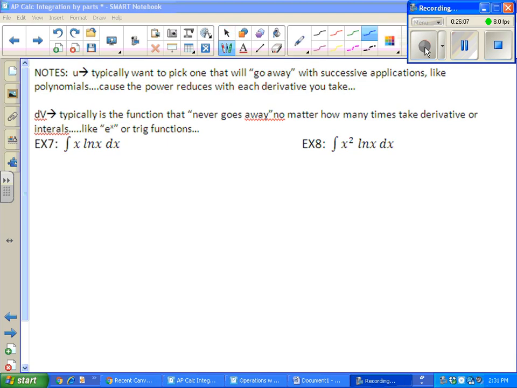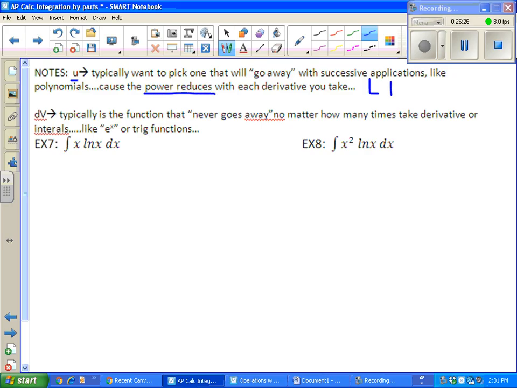All right, we're now to the next page. Just to kind of reiterate some notes here, okay, typically our u is going to be something we want to pick that will go away with successive applications, like polynomials, because every time you do the integration by parts, you're taking a derivative and it reduces the derivative power each time. So you can remember LIPET. Logs come first, inverse trig functions, polynomials, exponentials, and trig functions are last.